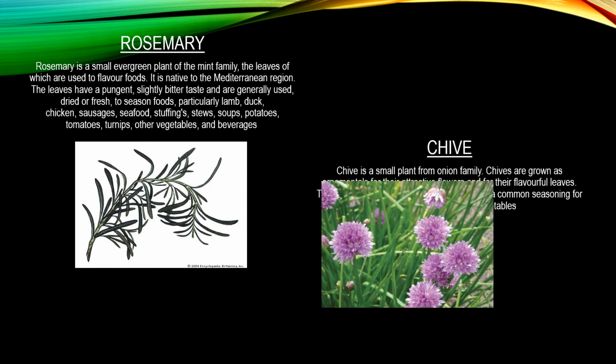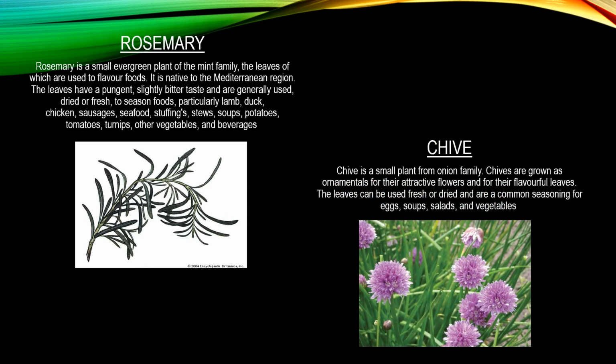Chive is the next herb we are going to discuss. It is found in fresh, dry, and frozen forms. It resembles the hollow green top of a very small onion. It is used commonly in salads, egg and cheese dishes, fish, soups, and sauces.